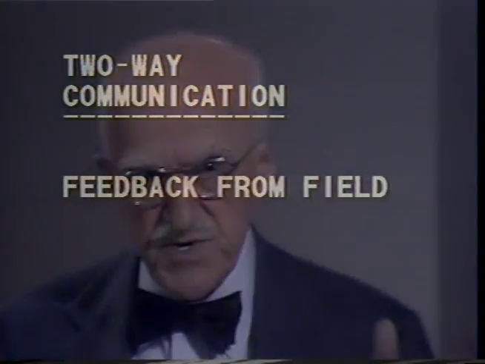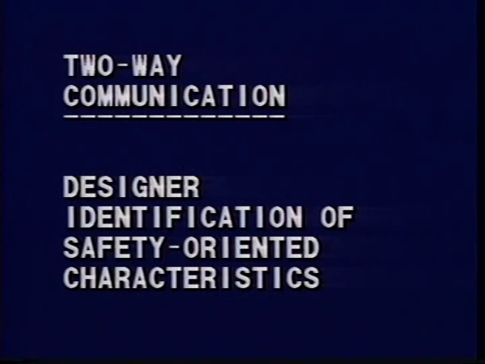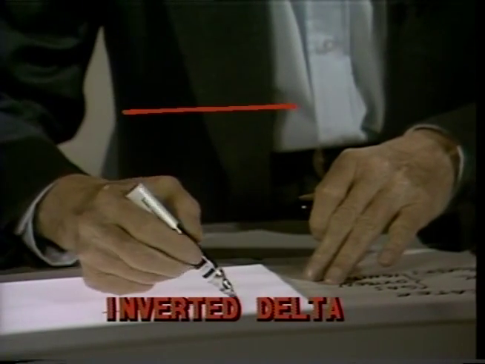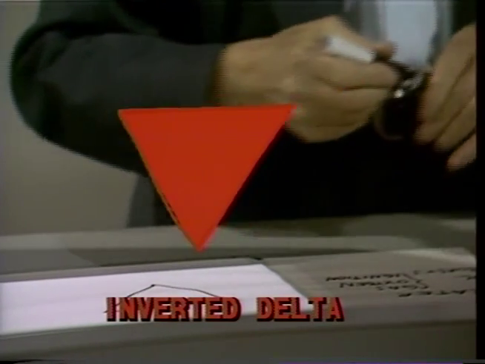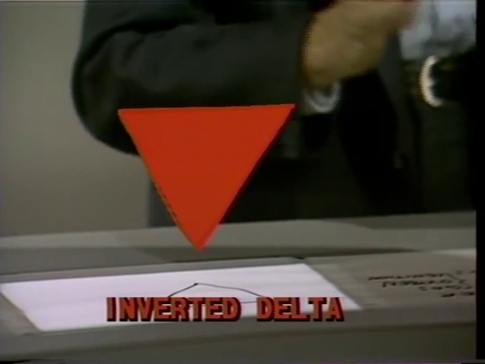Two-way communication is needed. For example, designers need feedback of product performance, both good and bad. Such feedback helps the designers prepare lists of approved materials and components. We also need communication in the reverse direction. For example, which quality characteristics are safety-oriented? In the automobile industry, designers identify the safety-oriented quality characteristics. One form uses an inverted delta. This alerts the rest of the spiral to act accordingly.